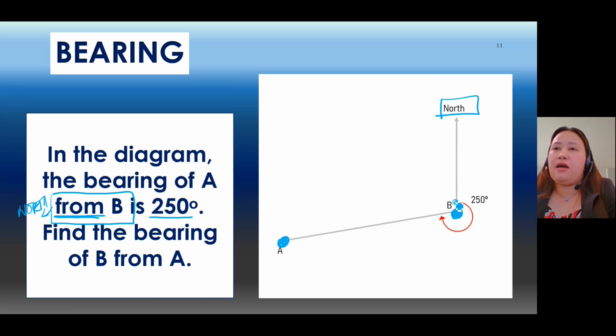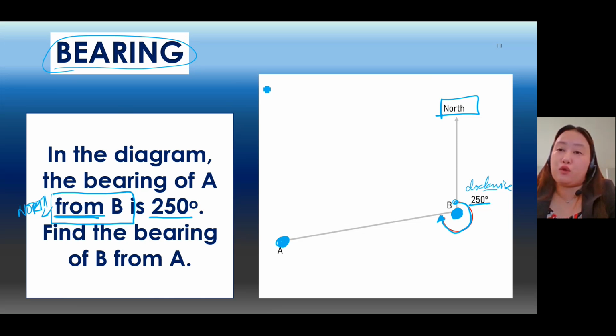From the north, in the clockwise direction, with your protractor, you have to measure 250 degrees. Once you measure 250 degrees, you draw a straight line there, extend it, then put another point that will be your A. Possibly you're going to ask, why is it clockwise if the angle is positive? Well, we are talking of bearing. This is an application.